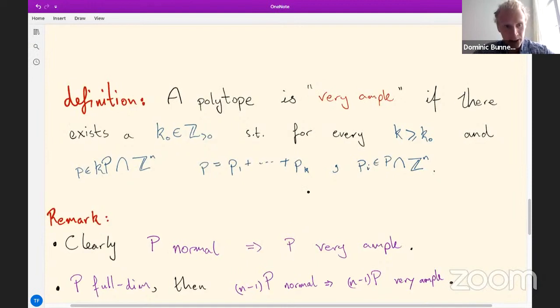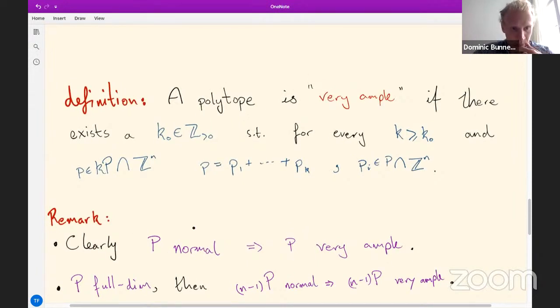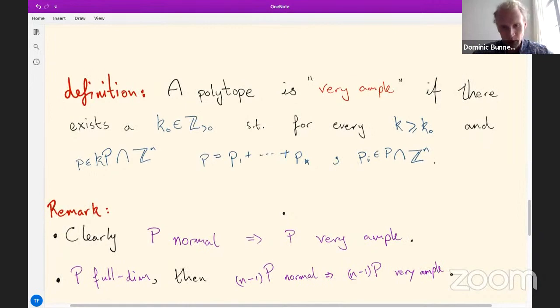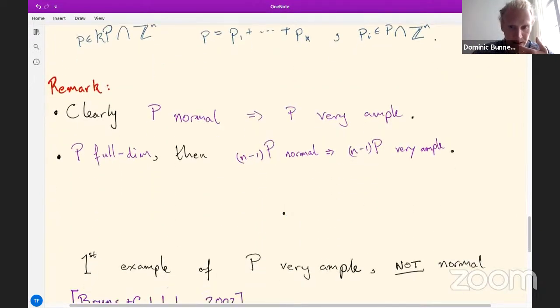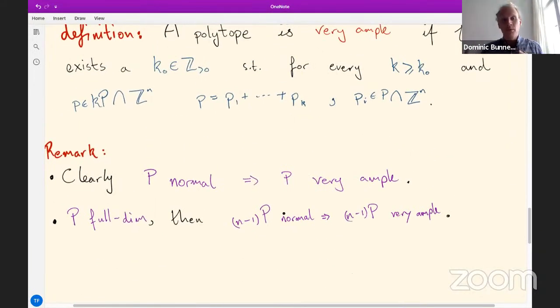And so in this way we can see that P being normal implies P being very ample. The one area which we'll come on to talk about is a class of very ample but non-normal polytopes. So it's not an equivalence. It's strict. It's only in one direction.